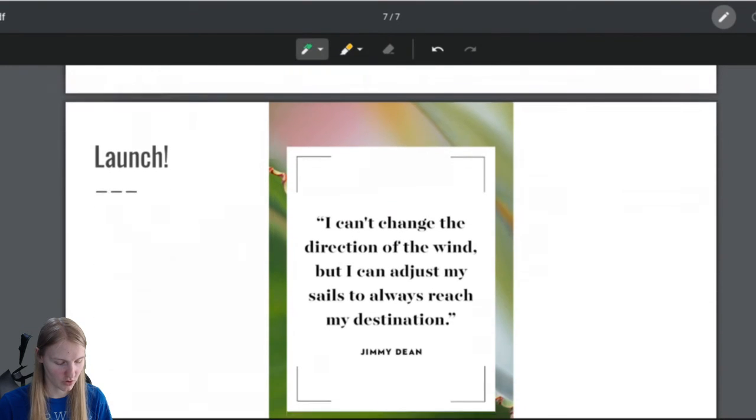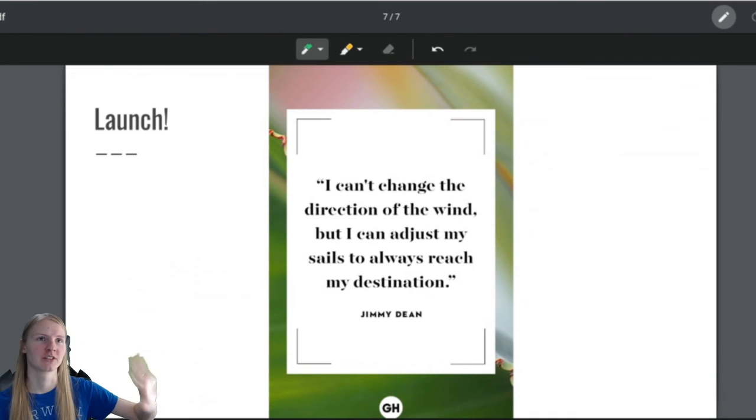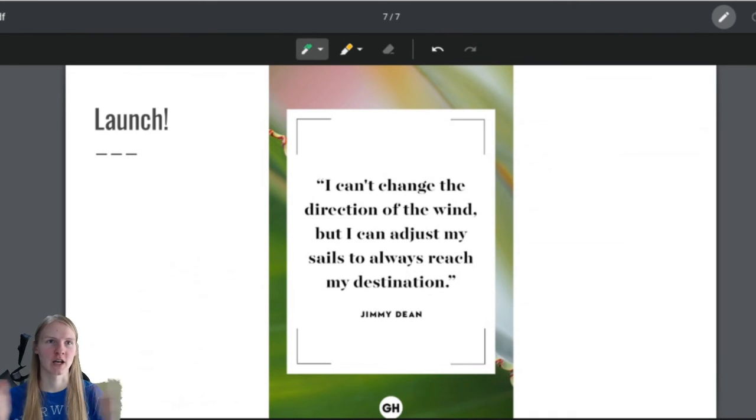Okay, and your launch for today is from Jimmy Dean, and it says, I can't change the direction of the wind, but I can adjust my sails to always reach my destination. I don't know how much sailing experience you have. I never went sailing until college, and even then I've only done it twice, and it was somebody else doing most of the work. I just kind of helped out.